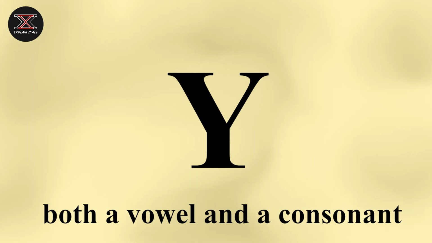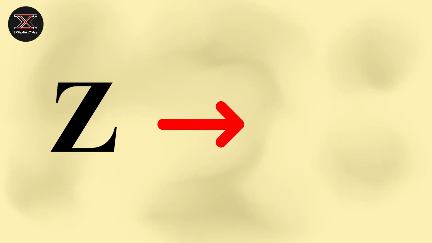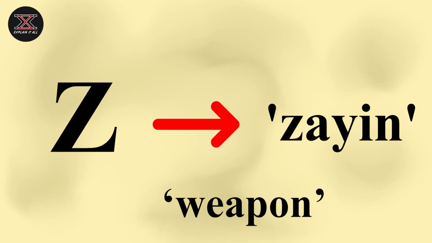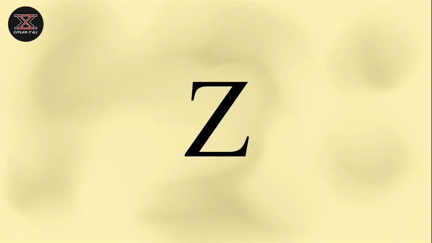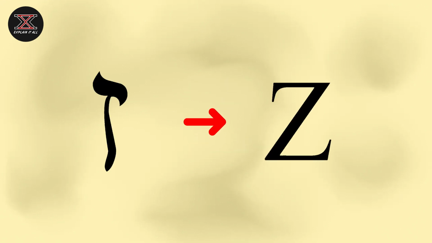a consonant. Z stems from the Phoenician zayin, representing a weapon. The Greeks used it as zeta, and it became Z in the Latin alphabet. Its sharp, angular form symbolizes its ancient martial origins.